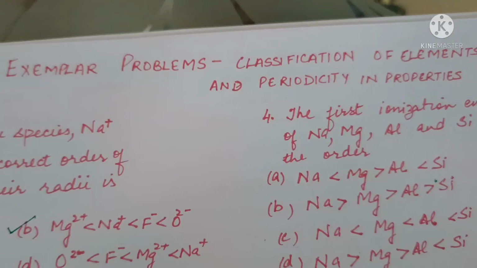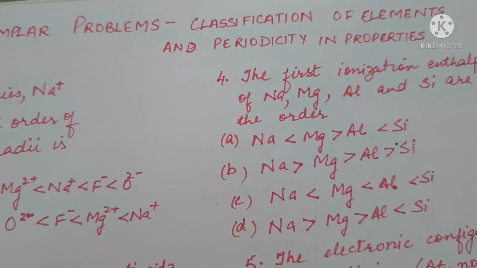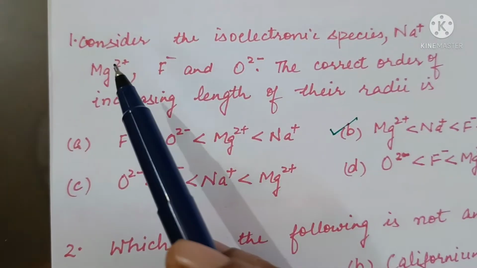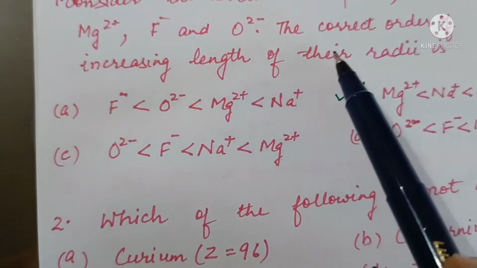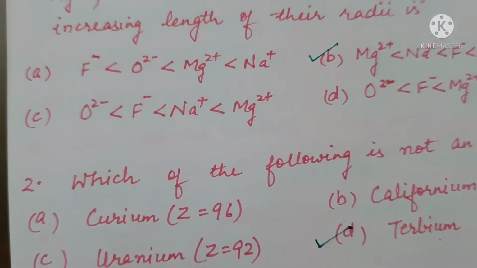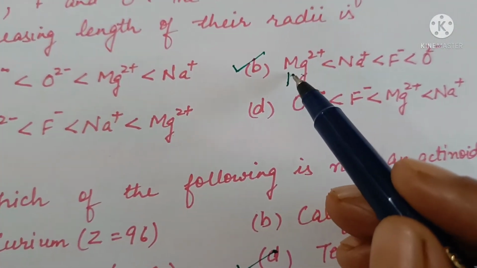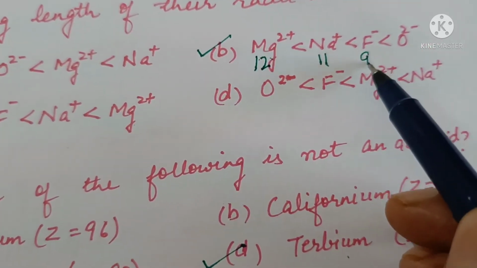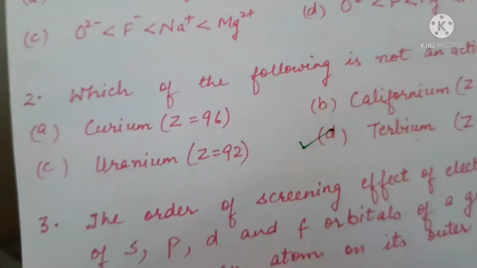Today we'll be doing exemplar problems based on the chapter classification of elements and periodicity in properties. The isoelectronic species sodium, magnesium, fluoride and oxide ion. The correct order of increasing length of their radii is, so radius decreases with the increase in nuclear charge. So magnesium having nuclear charge 12 will be having the least radius, then sodium, then fluoride having nuclear charge 9, then oxide ion having nuclear charge 8.